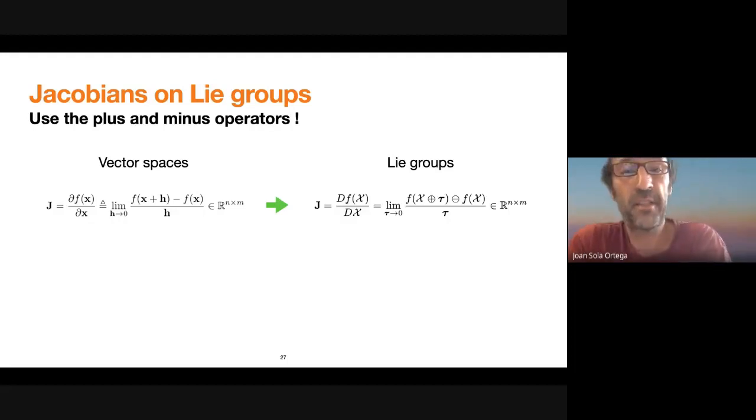Okay, so we just substitute the sum by a plus and the difference by a minus and write this formula. So this means that the differential of f of x with respect to x can be defined in the same way. So we perturb x with a vector tau. We compute the difference of this perturbed result f of x plus tau with the original f of x, and we obtain another vector because we use minus. And then we take the limit as tau goes to 0.